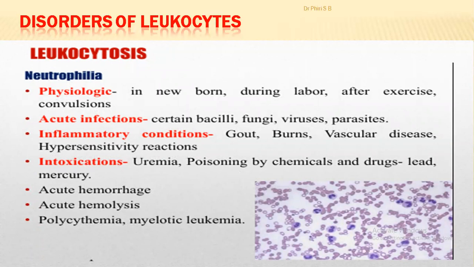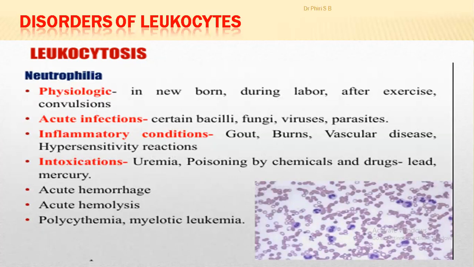So neutrophilia is an increase in neutrophils. There are a lot of causes. You can have physiological causes of neutrophilia. For instance, in newborns, just after birth, the concentration of neutrophils is equivalent to that of an adult. So just after birth, you have an increase in neutrophils, so it's neutrophilia. You can also have that during labor, after exercise, or convulsions.